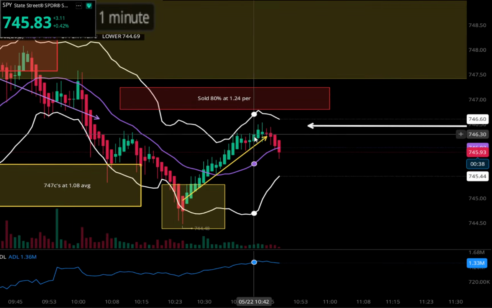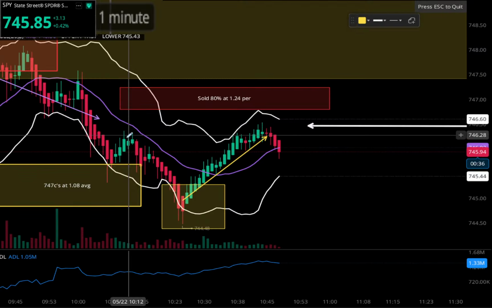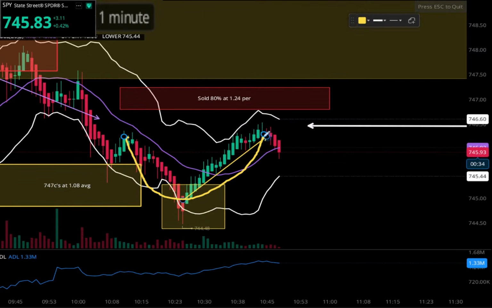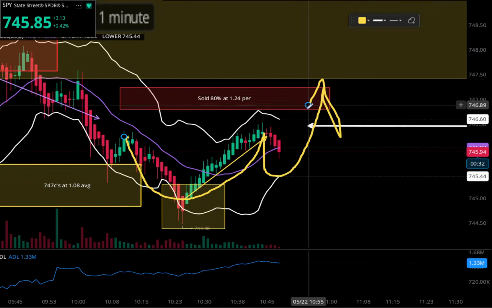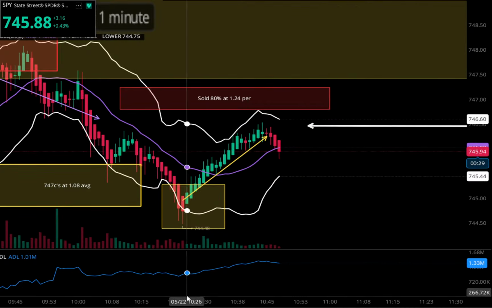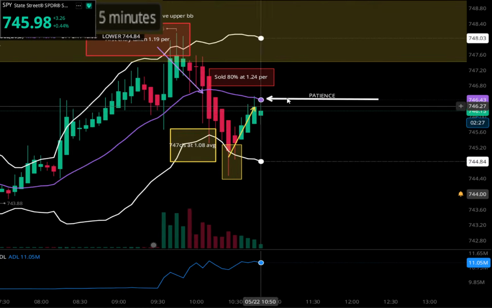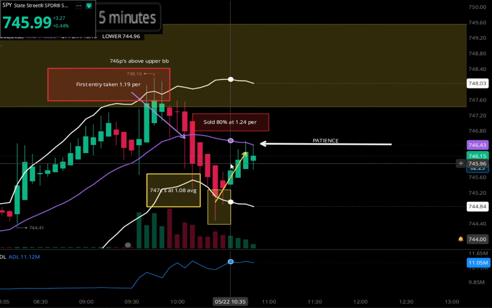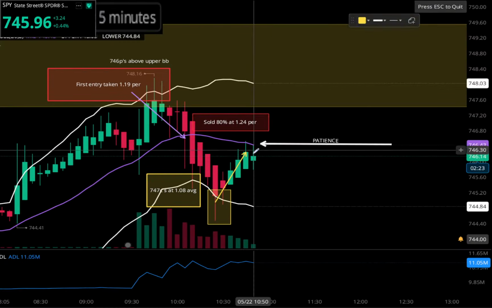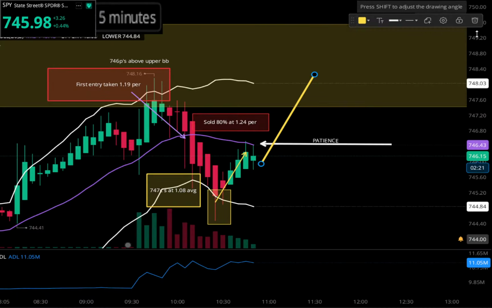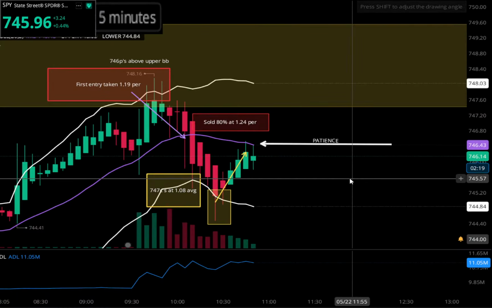So one thing I'm looking at here, even though I don't think we'll get another call entry, is that we do have this cup and handle building. So that's what I'm looking for out of the runners, is that we can have that cup and handle take us upward into some major profits for today.